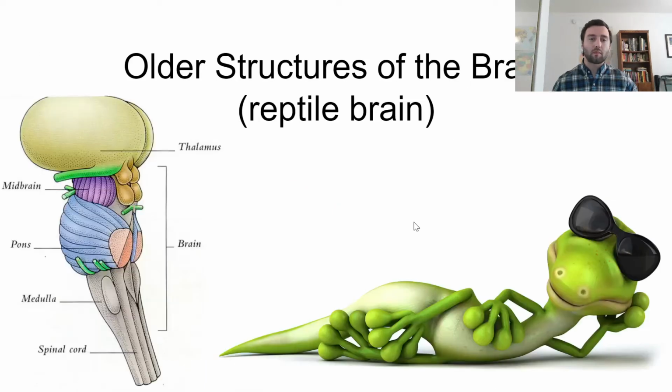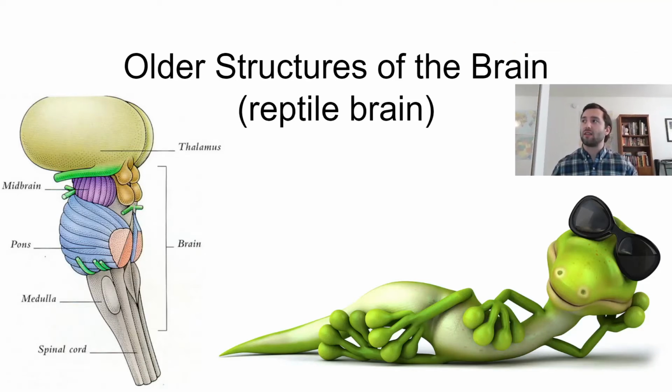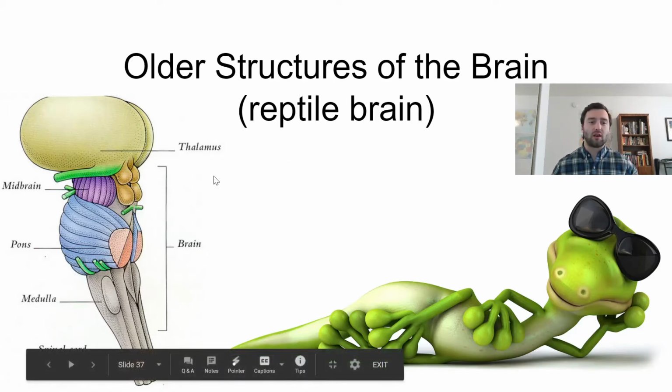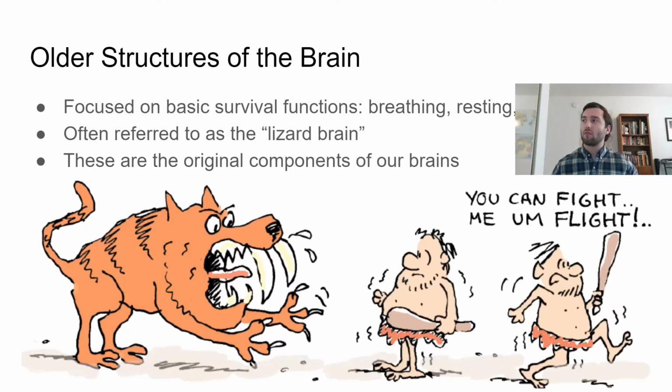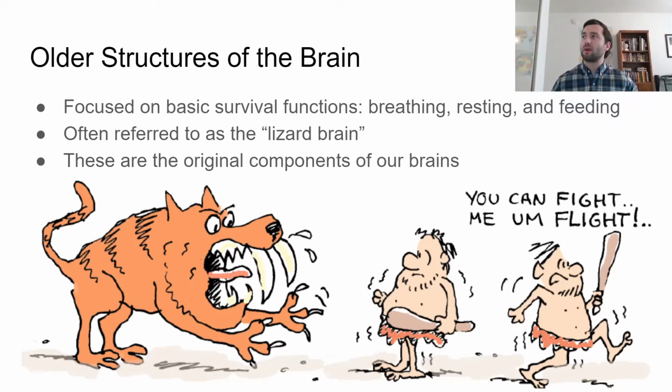Okay, so again, this first section will be on the older structures of the brain. Sometimes this is referred to as the reptile brain, because it's focusing on that period evolutionarily, and it's focusing on the same level of cognitive abilities as we would see in something like lizards and other reptiles. Okay, so older structures of the brain.